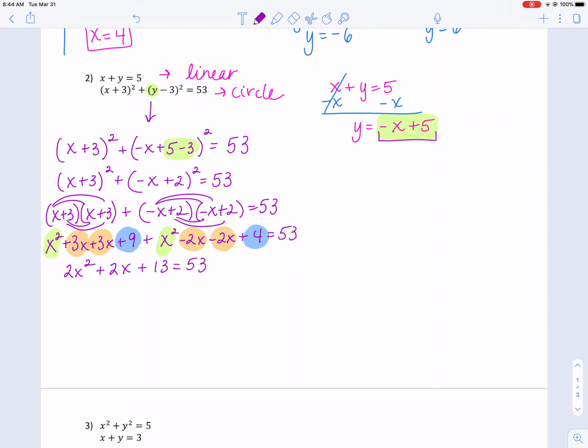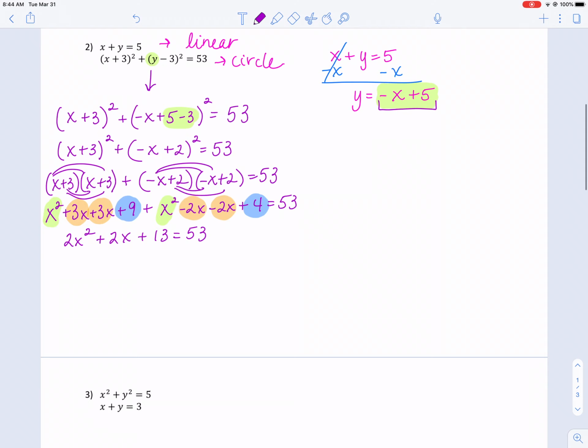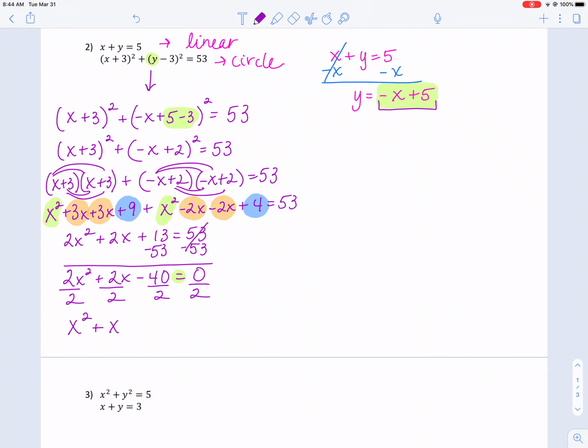But it equals 53. Do we want it to equal 53? We're looking at a quadratic. We want it to equal 0. So let's move that 53 over. And now I have 2x squared plus 2x plus, nope, just kidding, minus 40 equals 0. Now, being that we see a GCF and we have an equation because it's an equal sign, I am allowed to just divide every single term by that GCF. So now we have x squared plus x minus 20 equals 0.